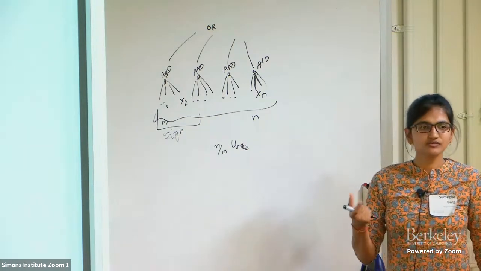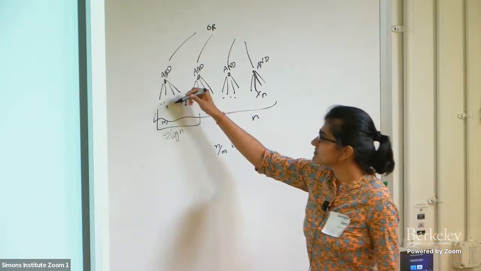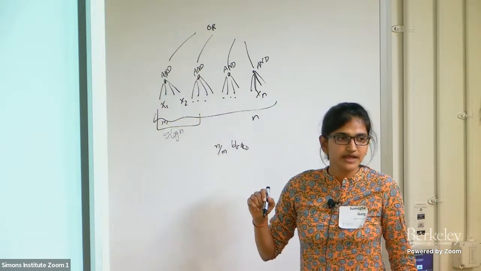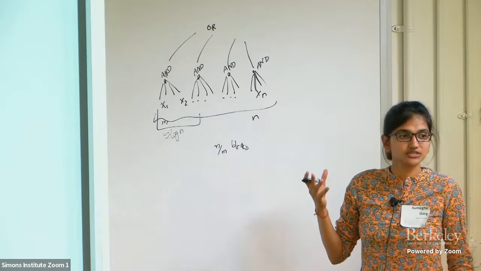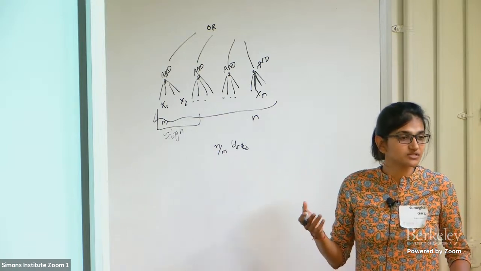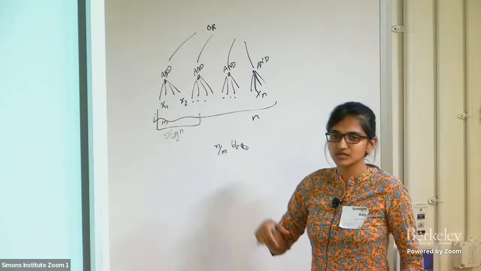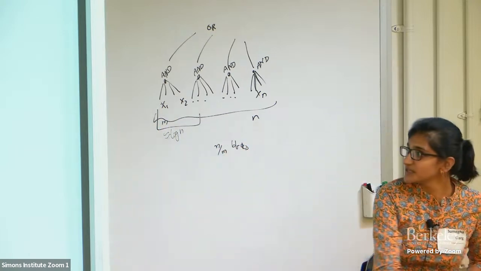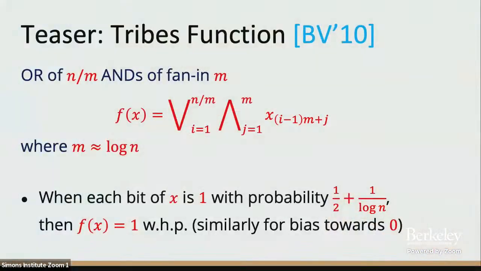So basically you're trying to find a log n-sized block such that all of the inputs are 1, and you want to see if there exists such a block in this function. The intuition is that if the bias of having a 1 is large, then you will find a log n-sized block such that all of the input bits are 1. One fact about this function is that when each bit of x is 1 with probability at least half plus 1 by log n, then the output of this tribes function is 1 with high probability, like with constant probability.